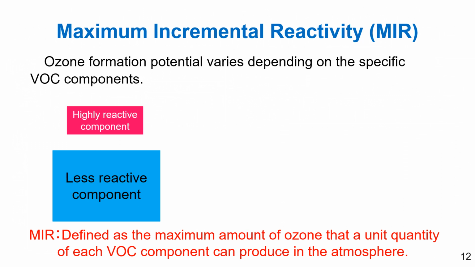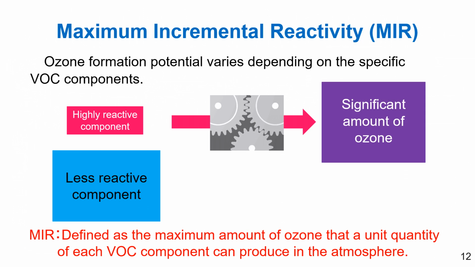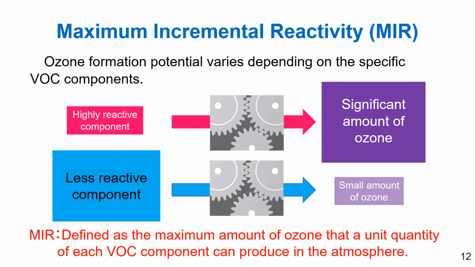Ozone formation potential varies depending on the specific VOC components. As shown in the schematic, highly reactive components indicated in red can produce a significant amount of ozone even at low concentrations, whereas less active components indicated in blue produce only a small amount of ozone even at higher concentrations.